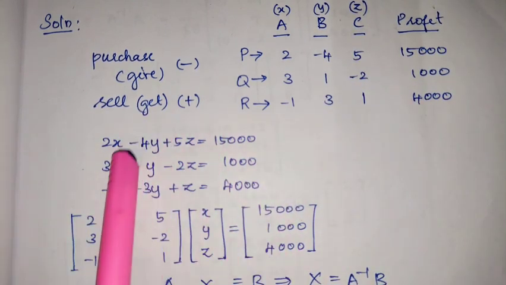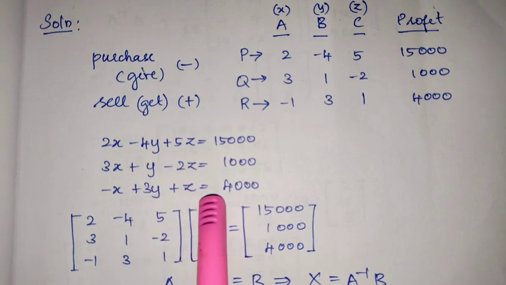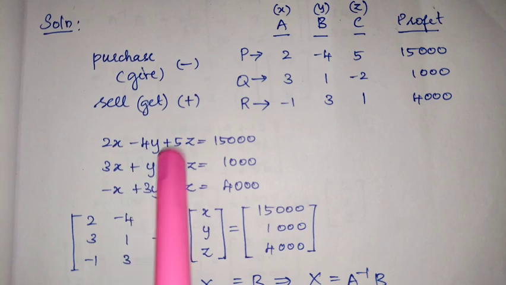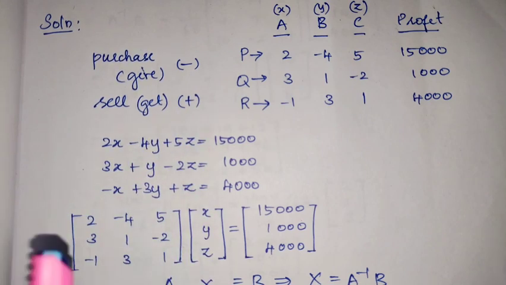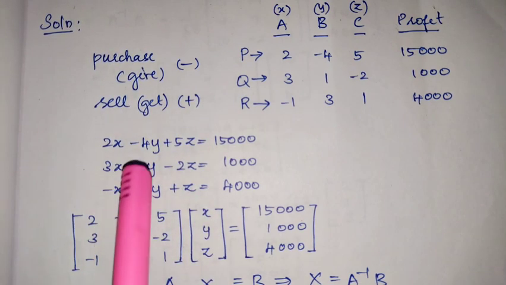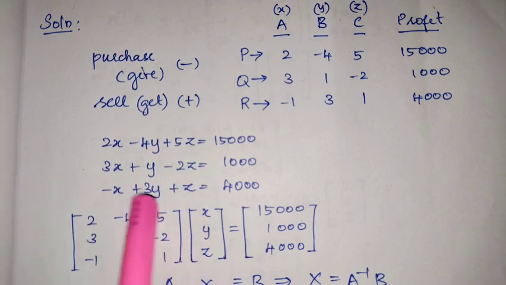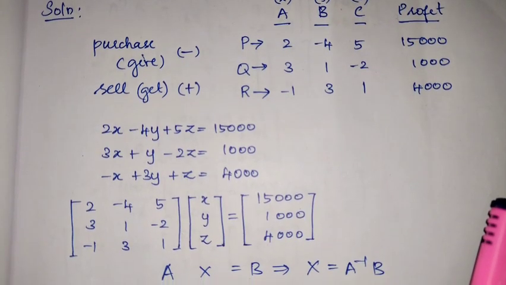Now you have got the equation, and now you know how to solve the equation. So now you have to write the coefficients of x, y and z as matrix A. So 2, 3, minus 1, minus 4, 1, 3, 5, minus 2, 1. Sorry, take that as matrix A.